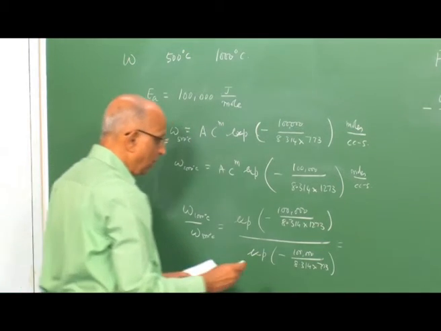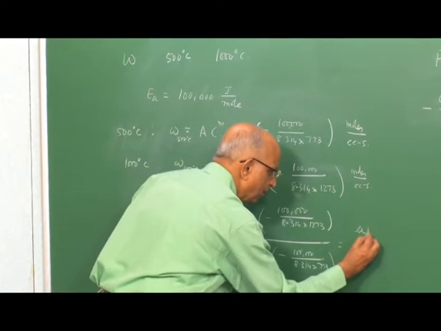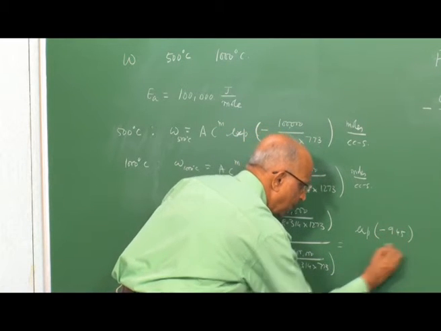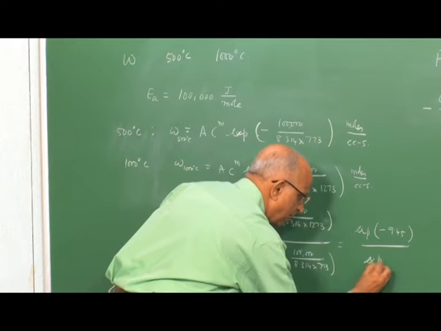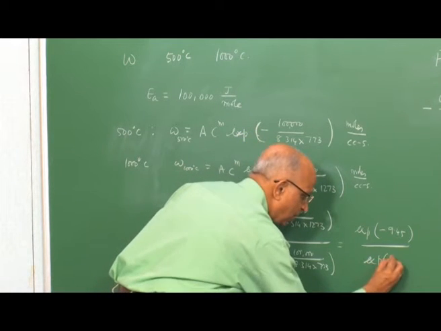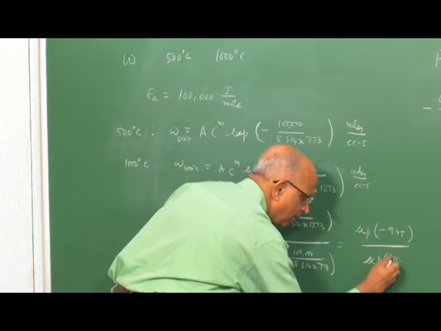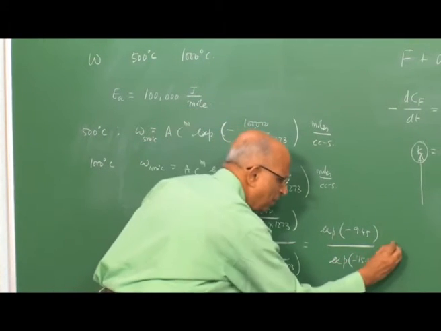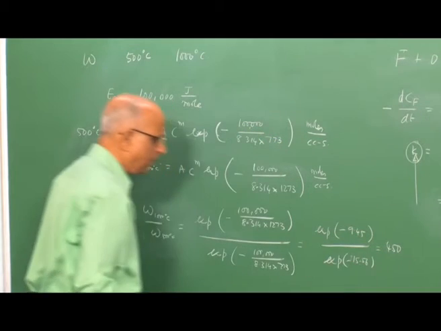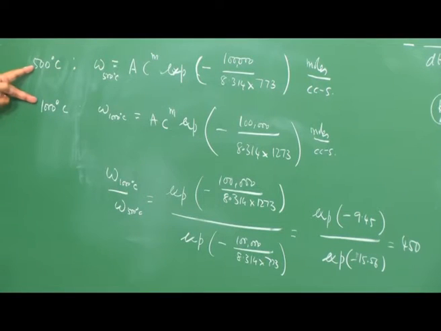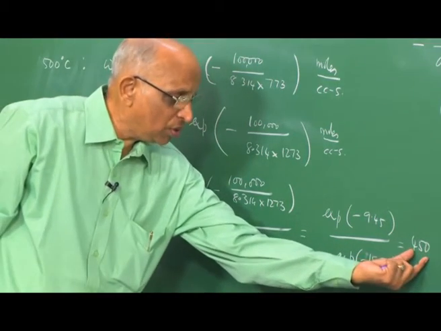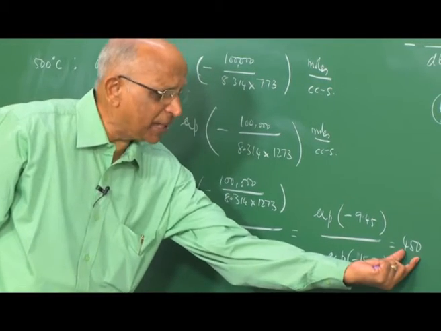and this gives me a number equal to exponential of minus 9.45 divided by exponential of minus 15.56, which gives a value of something like 450. That means the temperature has increased only about twice, but the reaction rate has increased almost 2 to 3 orders of magnitude greater, 450 times.